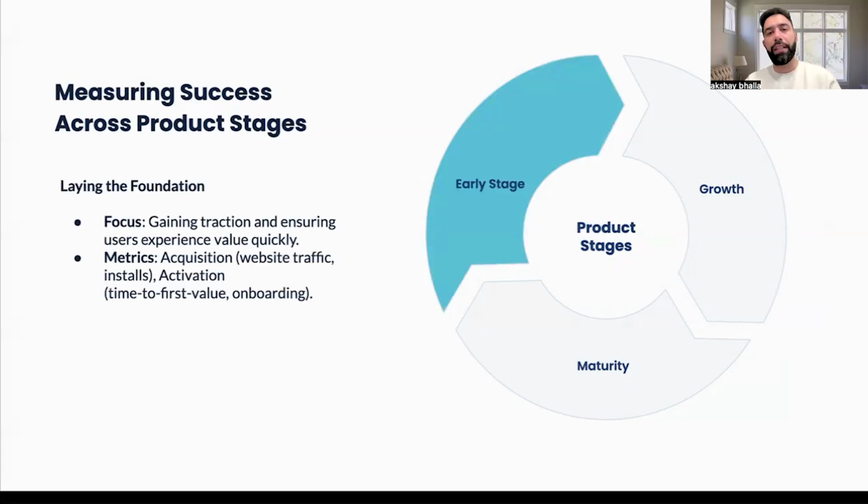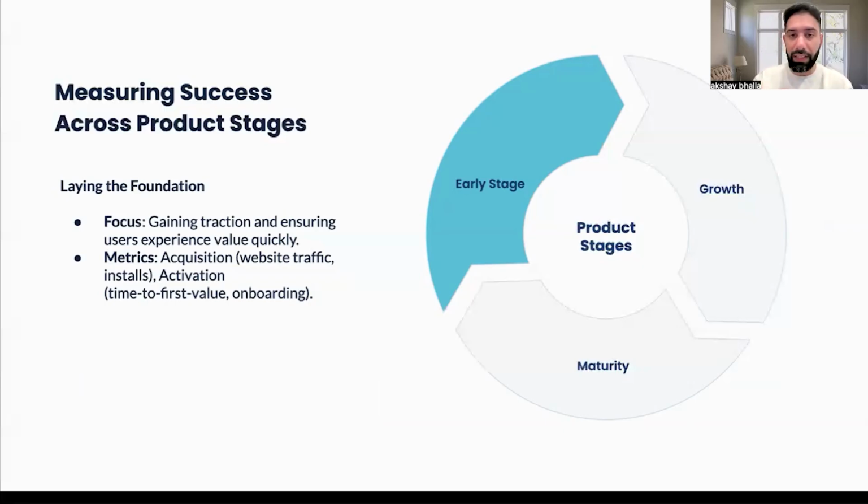So let's start with the early stage. At this stage, the goal is to validate that the product that you have built is solving a real problem and delivering true value to your users. The focus in this stage is on acquisition and activation of the users, ensuring that the users are discovering the product and reaching their aha moment as soon as possible. What you should be asking yourself is, are the users able to really experience the core value quickly? Are we solving the right problem for them?